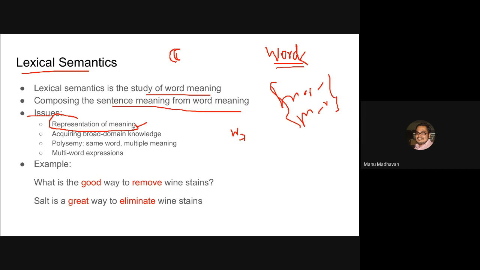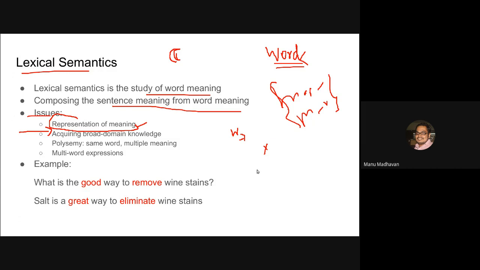Acquiring broad domain knowledge may be required. For example, if we are preparing a dictionary for a specific domain, broad domain knowledge is required to understand the vocabulary. Otherwise, we cannot check the meaning of a particular word. For example, in biology, some gene complex names may be there. How can we understand that this is a gene name and what it means? Without understanding the medical or biological terms, we cannot understand it properly.